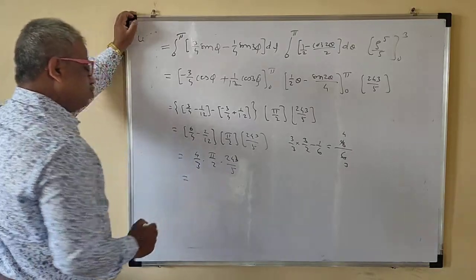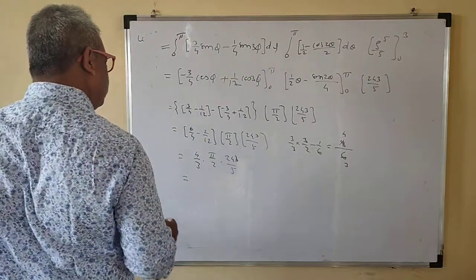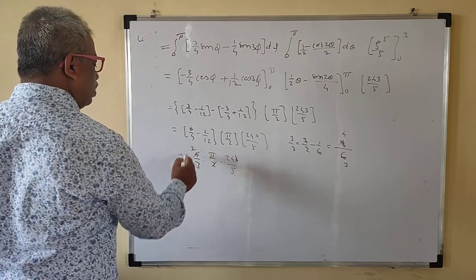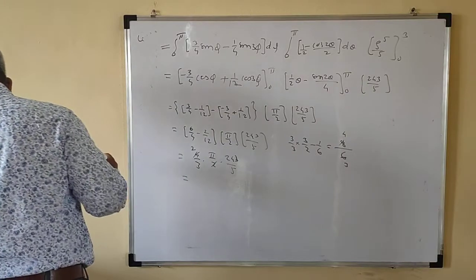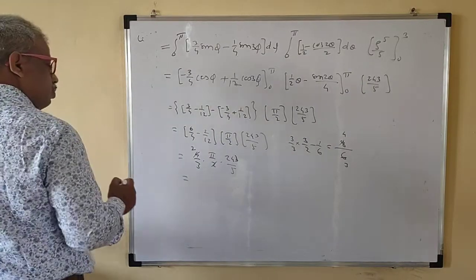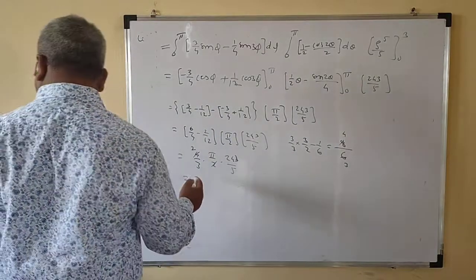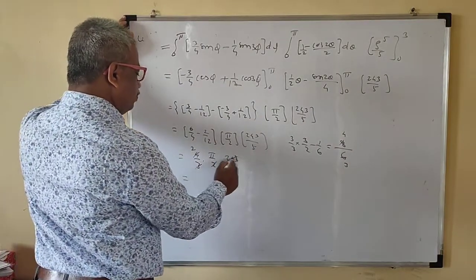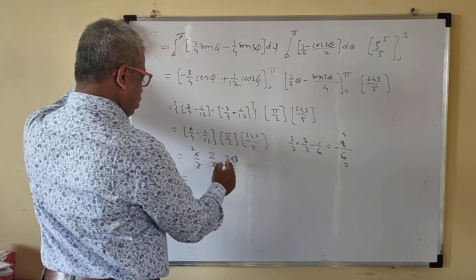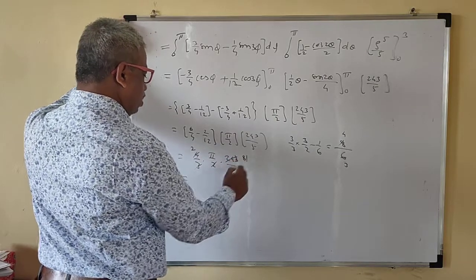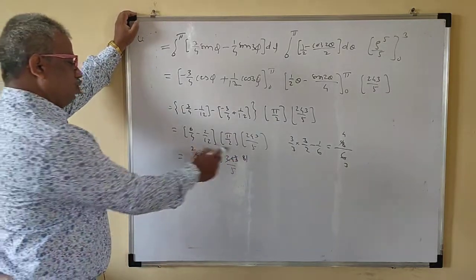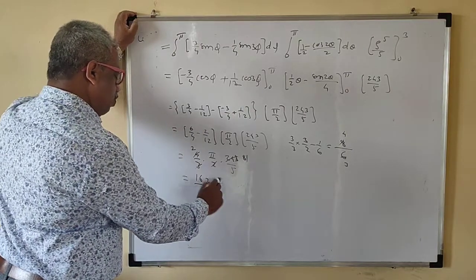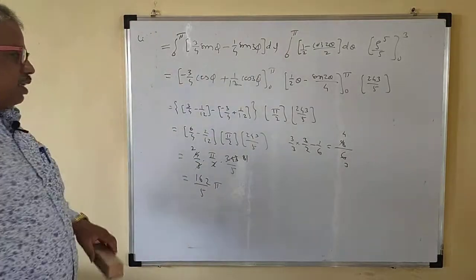Now the 2 get cancelled here, only these remain. Again, you can simplify this. This is 81. So 81 times 2, this is 16 by 5. 162 upon 5 is the correct answer.